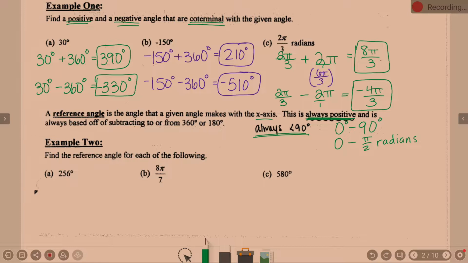So let's look at example 1, or example A, I guess it is. Find the reference angle for each of the following. Well, first of all, 256 degrees.